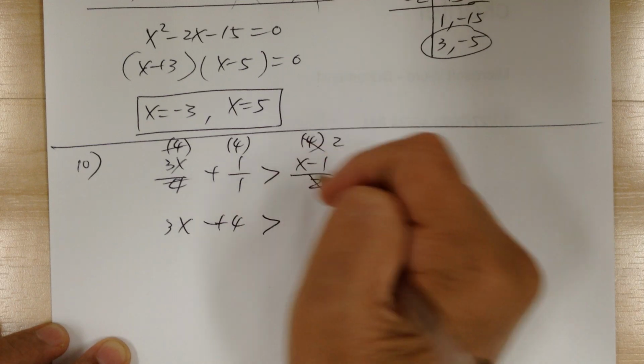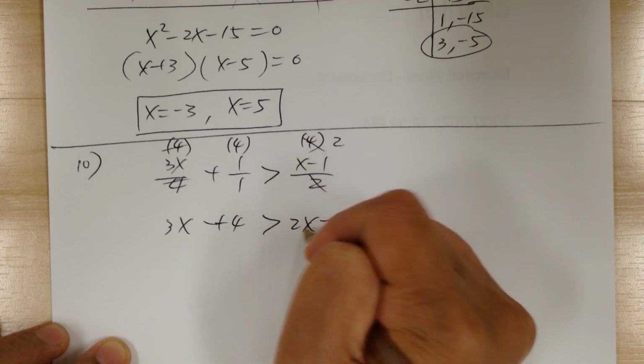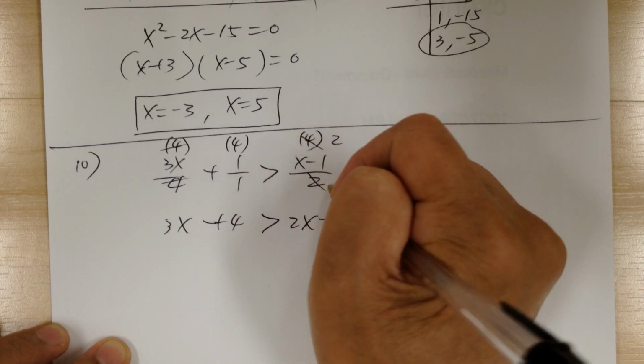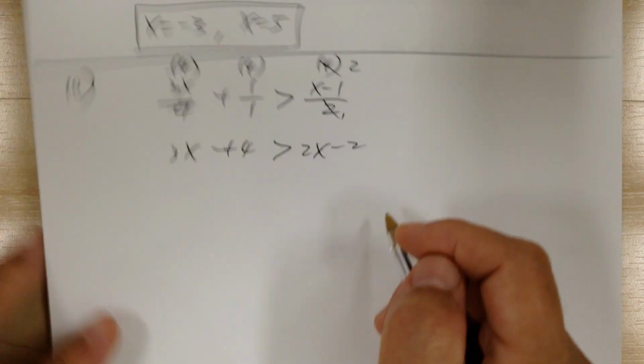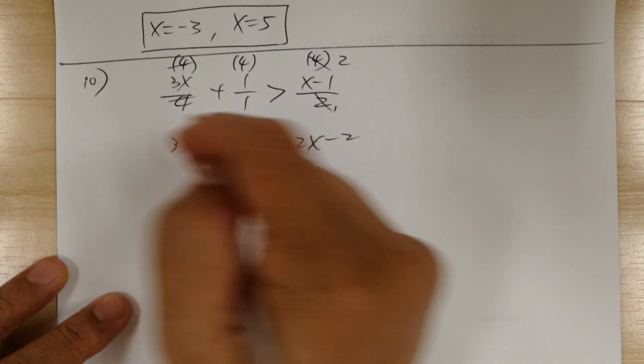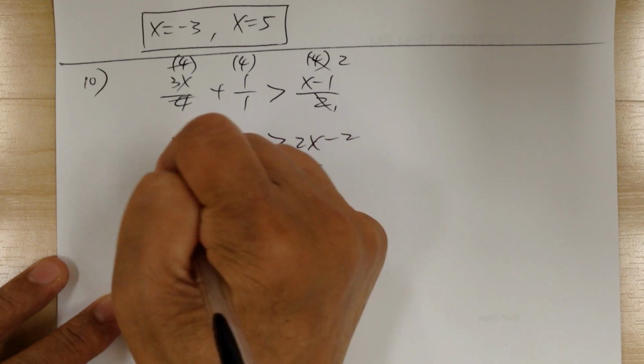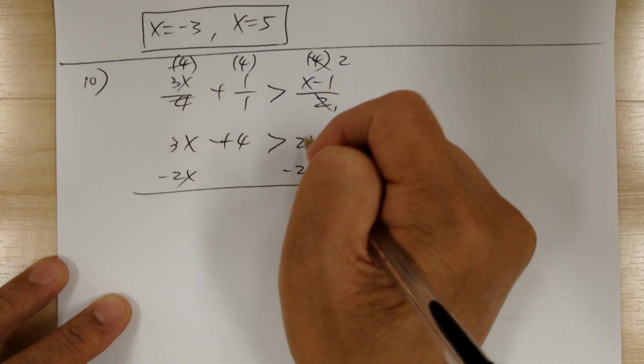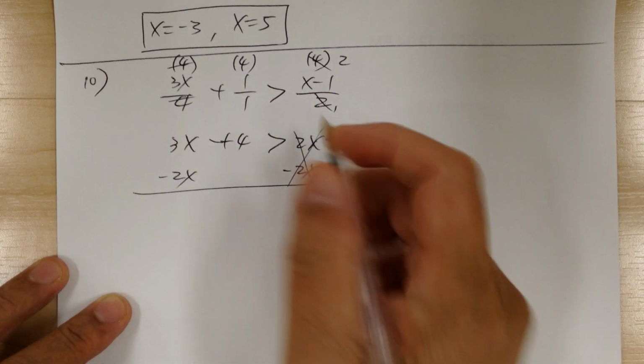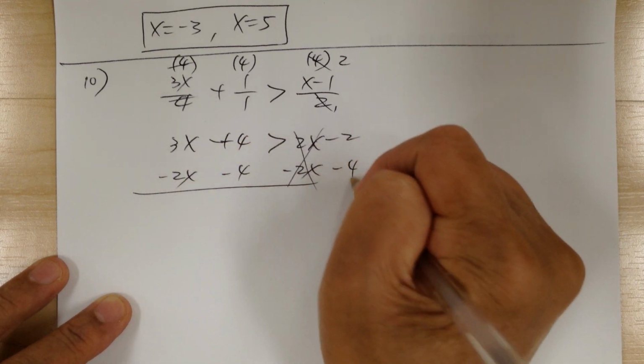Okay, so you got 2, so multiply, you get 2x minus 2. You cancel and you multiply out. Okay, next step. I'm going to move the variable to this side, so minus 2x on both sides, so this cancels out. And I'm going to move the number to this side, so minus 4 on both sides.